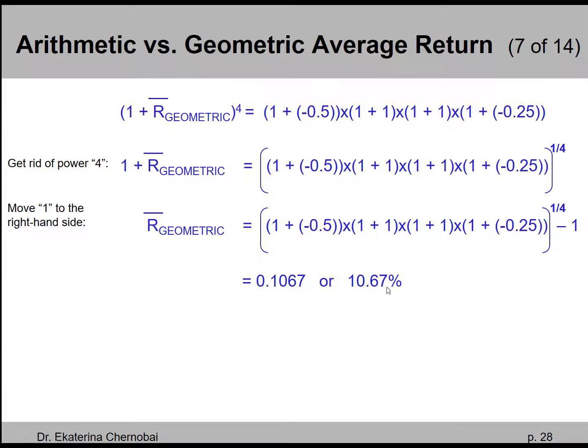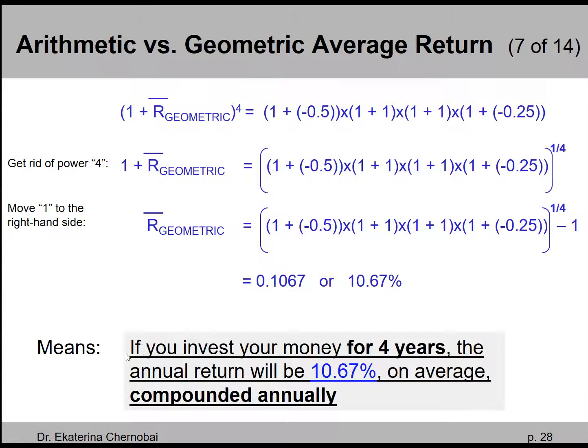This is the geometric average return. So it's like the average of the 4 returns. But it's a slightly different interpretation from the simple average or the arithmetic average. 10.67% here means if you invest your money for 4 years, we are no longer saying for 1 year, for 4 years, the entire investment period. Your annual return would be 10.67% on average per year, right? Annual return, compounded annually.